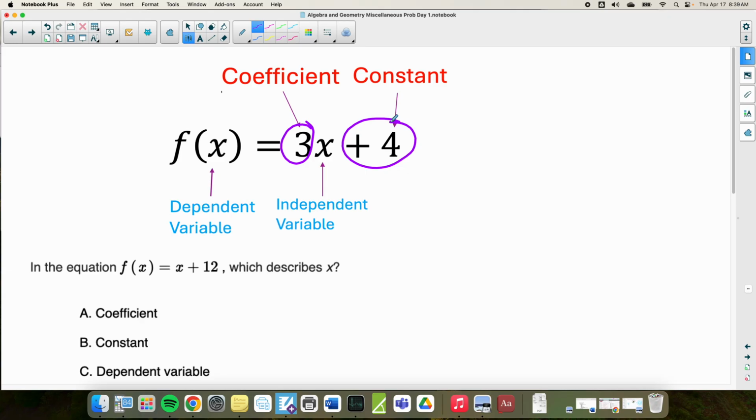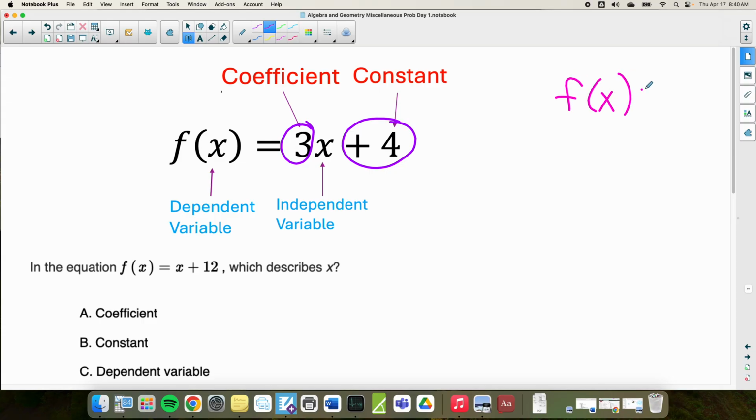The other thing that they're going to ask us for is which one's dependent and which one's independent. So first of all, one thing I want you to think about is f of x is the same thing as y.